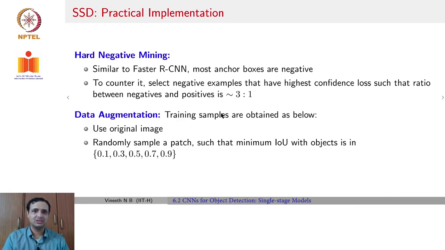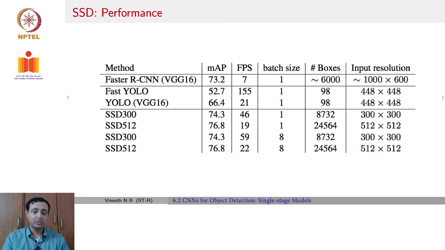SSD also used a data augmentation strategy where, given an original image, the original image was also used. It also randomly sampled patches from images, trying to ensure that the minimum IOU with the actual object is in a predefined set of ranges to ensure that the network gets exposed to different kinds of patches from images and different kinds of objects and their overlaps. With this approach, SSD could outperform YOLO and faster RCNN.